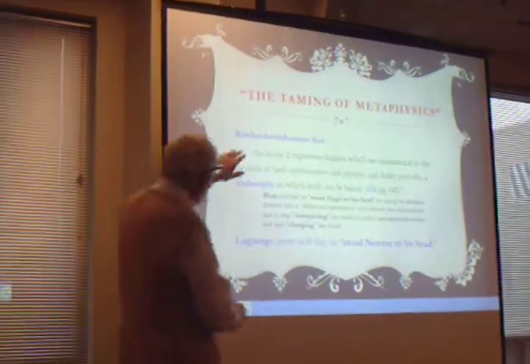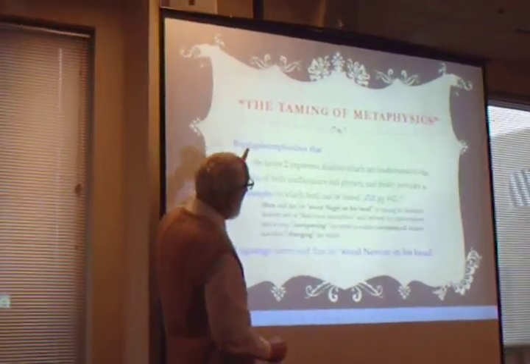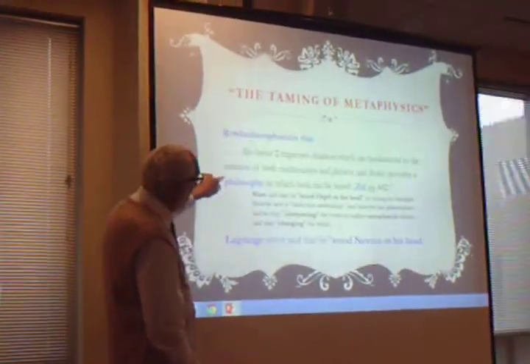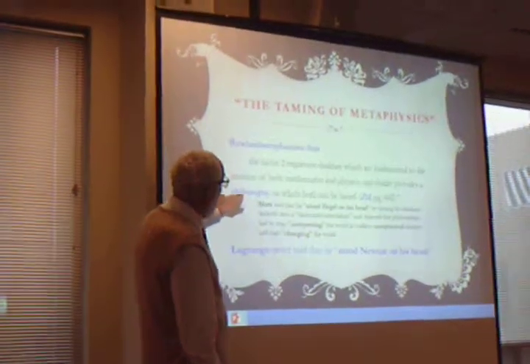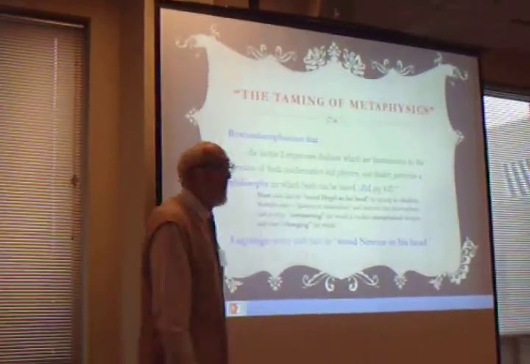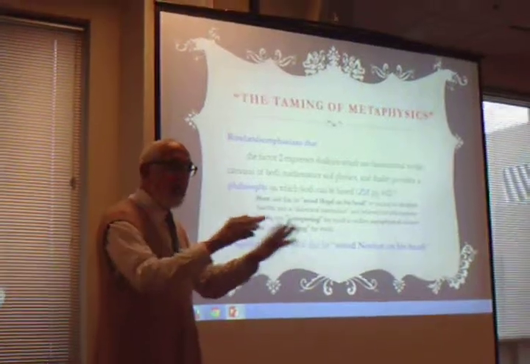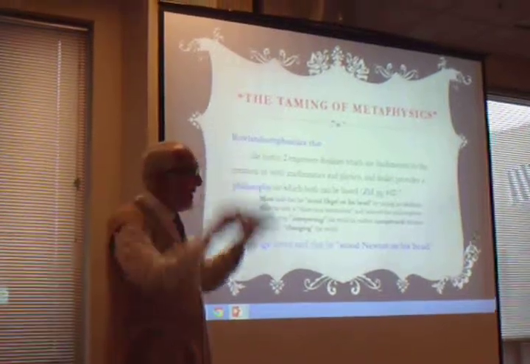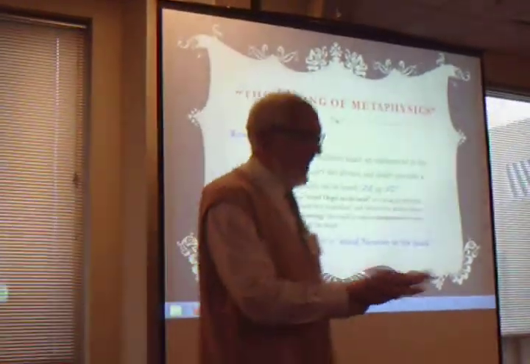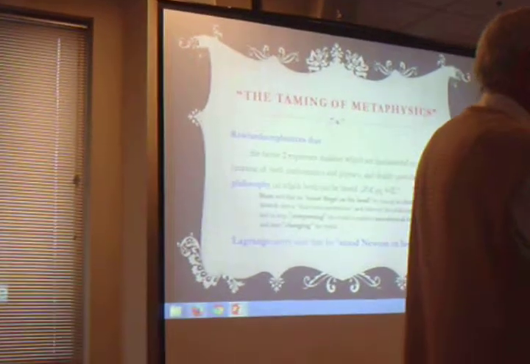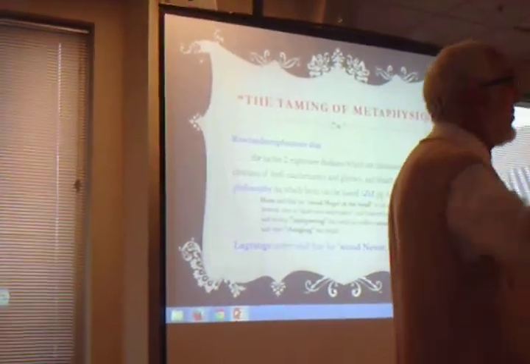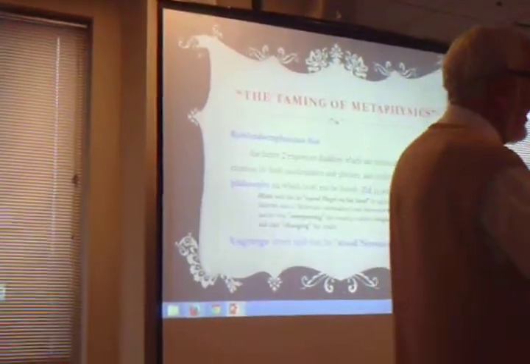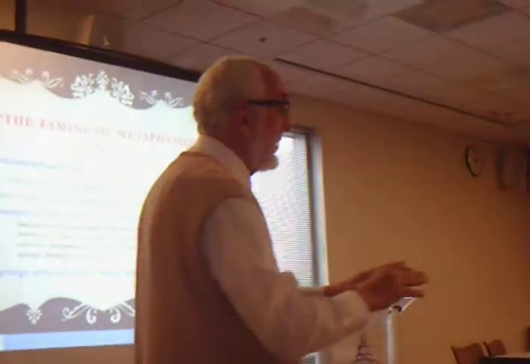How? Rowlands emphasizes that the factor 2 expresses dualities which are fundamental to the creation of both mathematics and physics. And duality provides, he didn't say metaphysics, it provides a philosophy on which both can be based. See, this metaphysical principle of duality, I mean, we can go off in many different directions, but a metaphysical philosophy of duality has tamed metaphysics for me. Now, Professor G, I know complementarity and Peirce logic is very significant in your work.